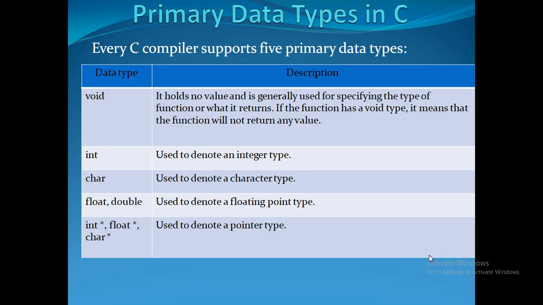In this case, void, I already discussed, the meaning of void is nothing, it holds no value. That means if nothing is getting passed or nothing is getting returned, then we mention it with the data type void. Okay, then int is used to denote an integer type, char denotes the character type, float and double denote the floating point type, the decimal values. To mention decimal values in a C program, we have data types named float and double. We will discuss the difference between float and double in the next slide.